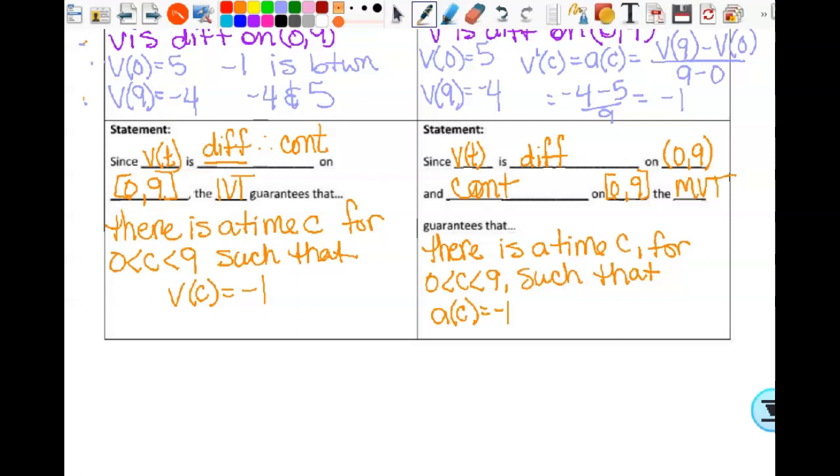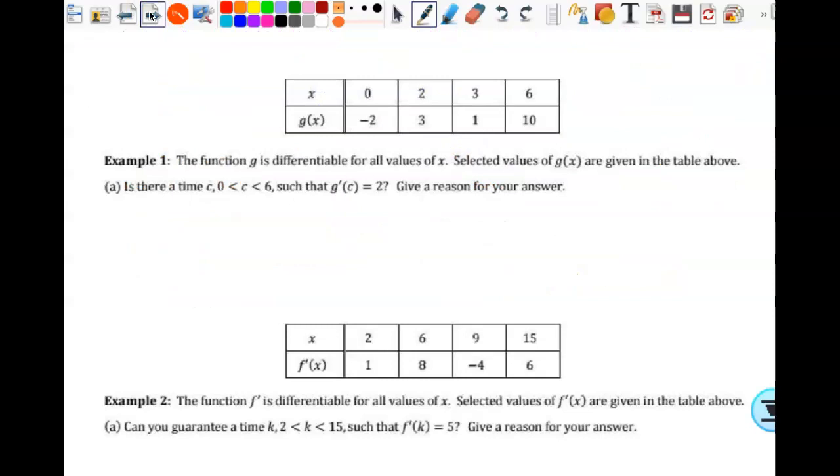Okay. So let's flip this over. I want you to read the question and decide, first of all, if it is IVT or MVT, and be able to defend your choice.